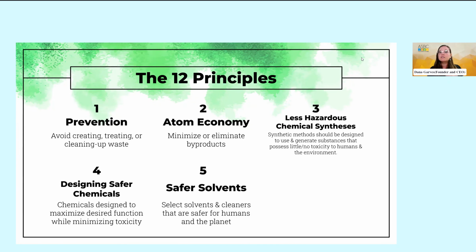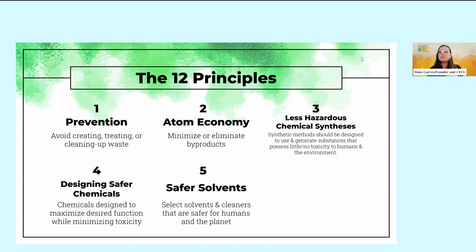And then number six, rounding out the top half of these principles, energy efficiency. So utilizing methods that run at room temperature and room pressure are always going to be preferable to ones that require energy outputs to achieve very high or very low temperatures or to create high pressure or vacuums. That requires a ton of energy. And so anything that we can run just at ambient temperatures and pressures is going to be ideal.